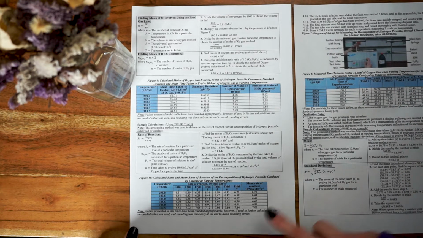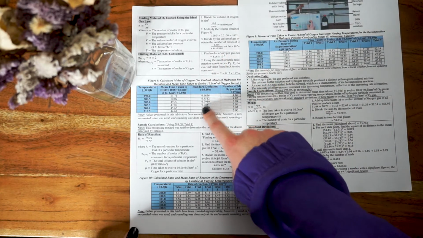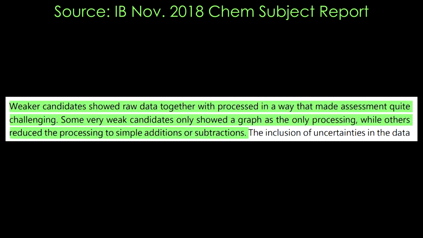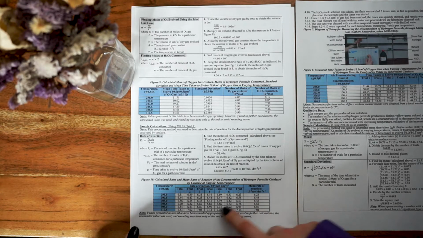The reason I say this is because I'm almost 100% certain that the standard deviation would be considered a type of process data, and in one of their subject reports, the IB stated that weaker candidates showed raw data together with process data in a way that made assessment quite challenging. Some very weak candidates only showed a graph as the only processing, while others reduced the processing to simple additions or subtractions.